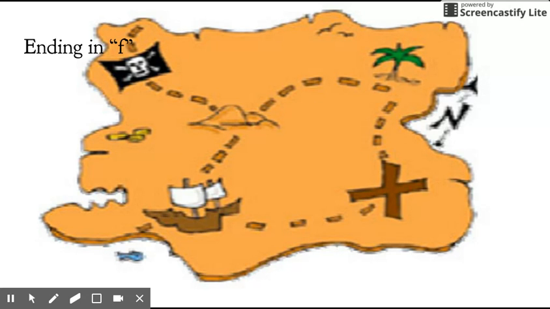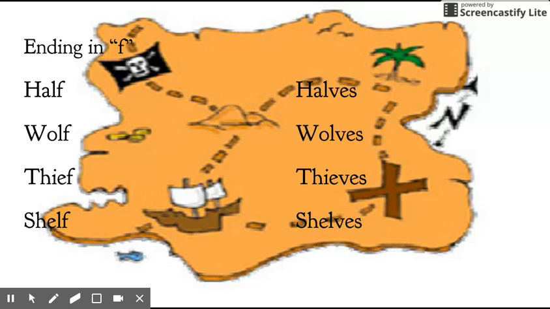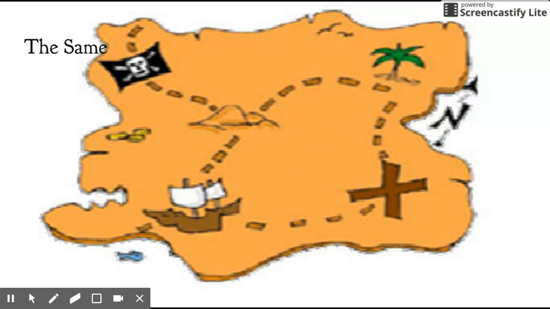If a noun ends in the F sound, such as half, wolf, thief, and shelf, when you're trying to add an S to that, the shape of your mouth actually changes, so that F sound starts to sound like the letter V. So it actually changes to a VES. So you have halves, wolves, thieves, shelves. So the spelling reflects the change in shape in our mouth.